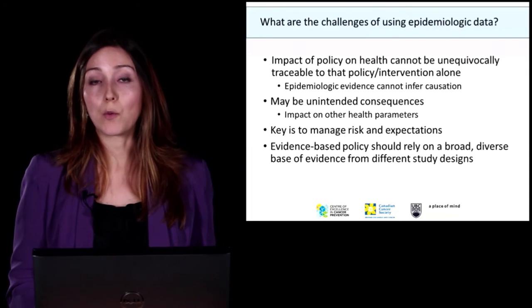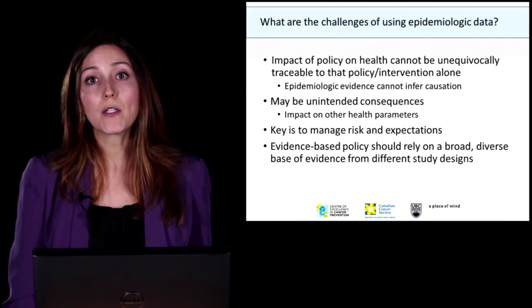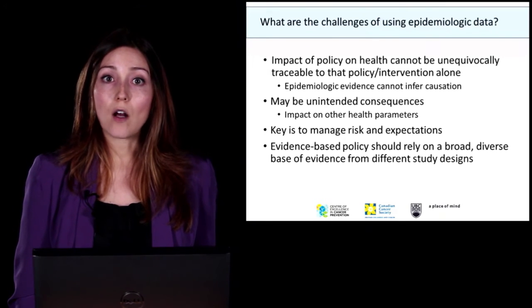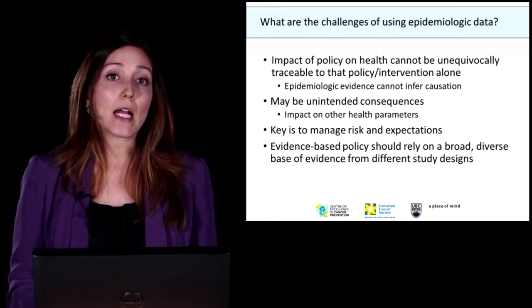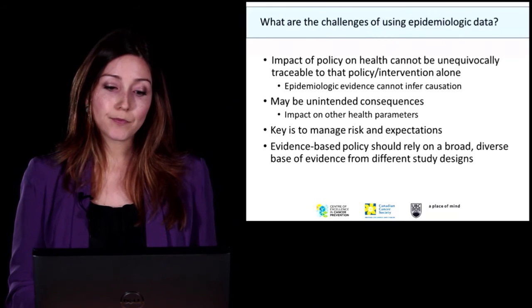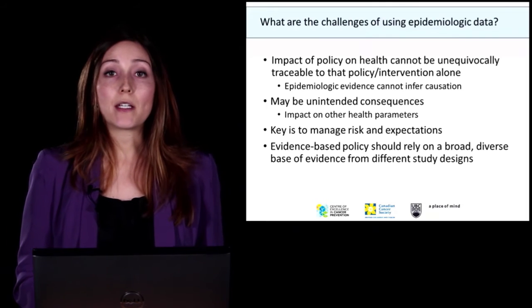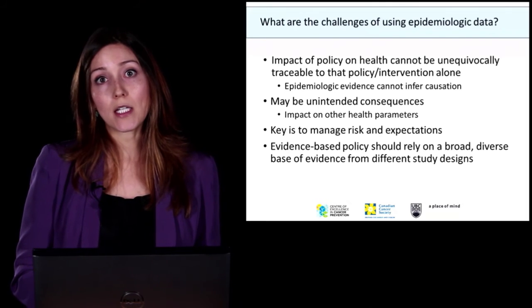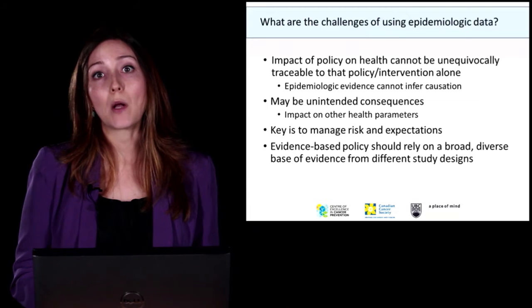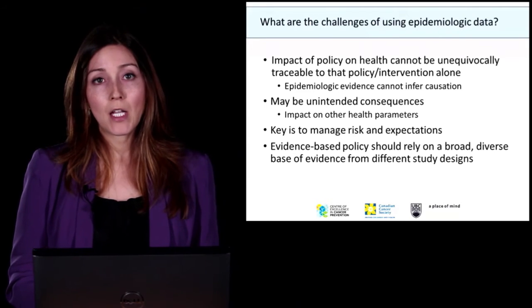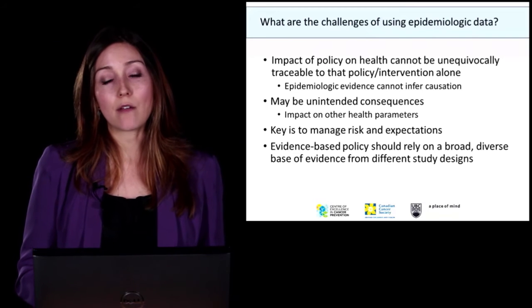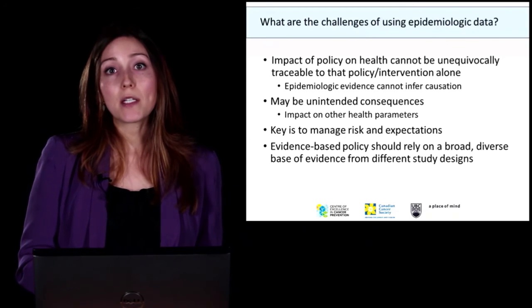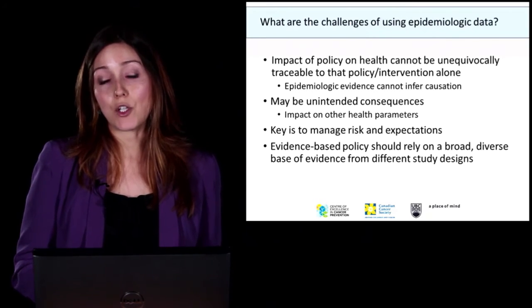In epidemiologic work, we do control for confounders that also have an effect on the health outcome. However, that control is not as rigorous as in an RCT trial. So the key in using epidemiologic research to set policy is really to manage risk as well as expectations. And ideally, evidence-based policy should rely on a broad and diverse base of evidence from different study designs that complement each other.